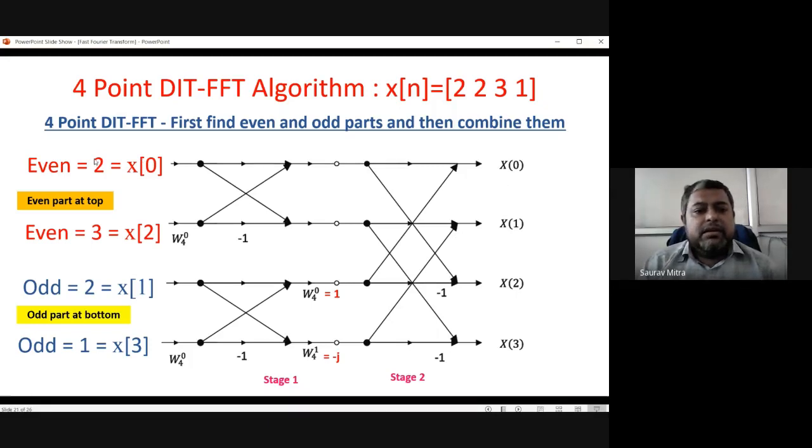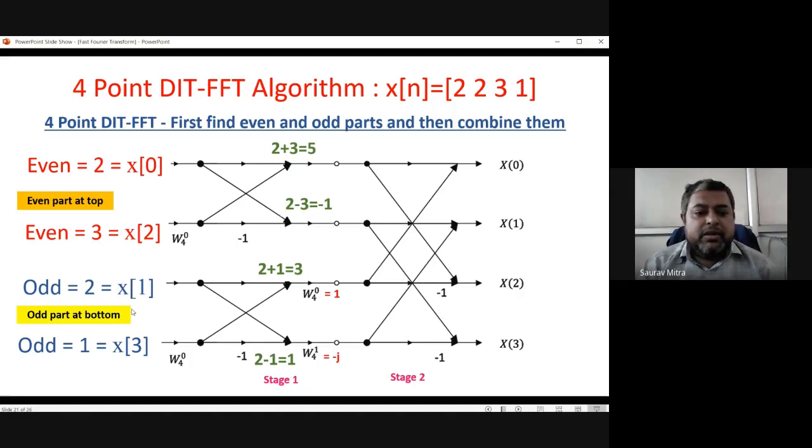Now first we are supposed to segregate the even and odd parts. So 2 and 3 are at the top part of the 4-point FFT, and 2 and 1, that is x1 and x3, are at the bottom part of the table and the bottom part of the algorithm. After stage 1, you can check: this 2 and 3 get added and it becomes 5. This 2 comes below and this 3 becomes minus 3, as it gets multiplied with minus 1. So this is 2 minus 3, that is minus 1.